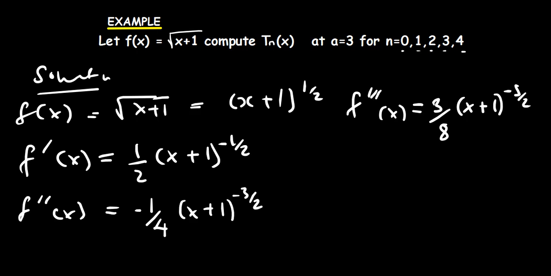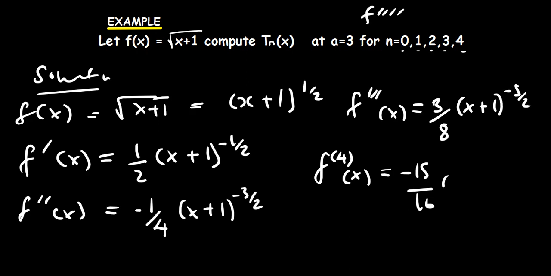Then when I reach the fourth derivative, f 1 2 3 4, you have a lot of them coming, so just start writing the numbers. So you write 4 like that, then of x, and this is going to be equal to negative 15 over 16 times x plus 1 to the power negative 7 over 2 when I subtract 1 there. So this is what I get. These are the first 4 derivatives that I'm going to use.